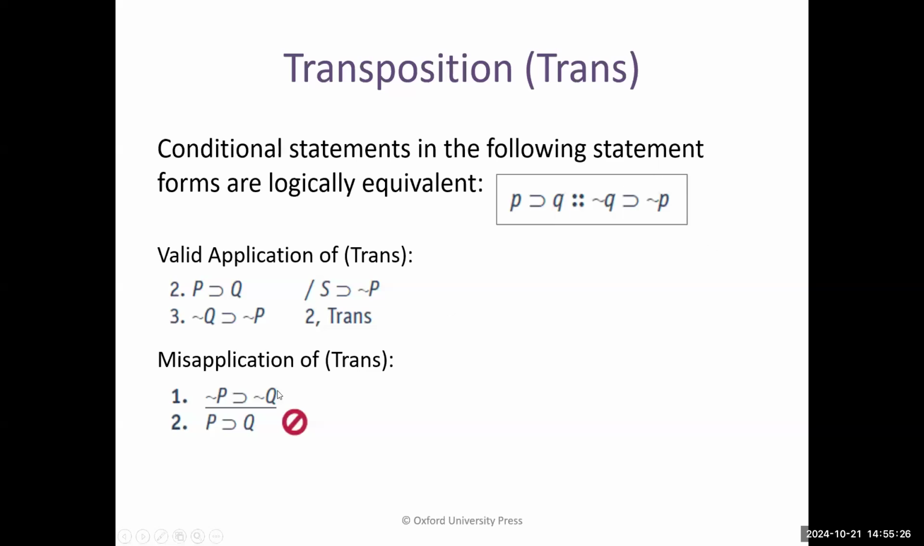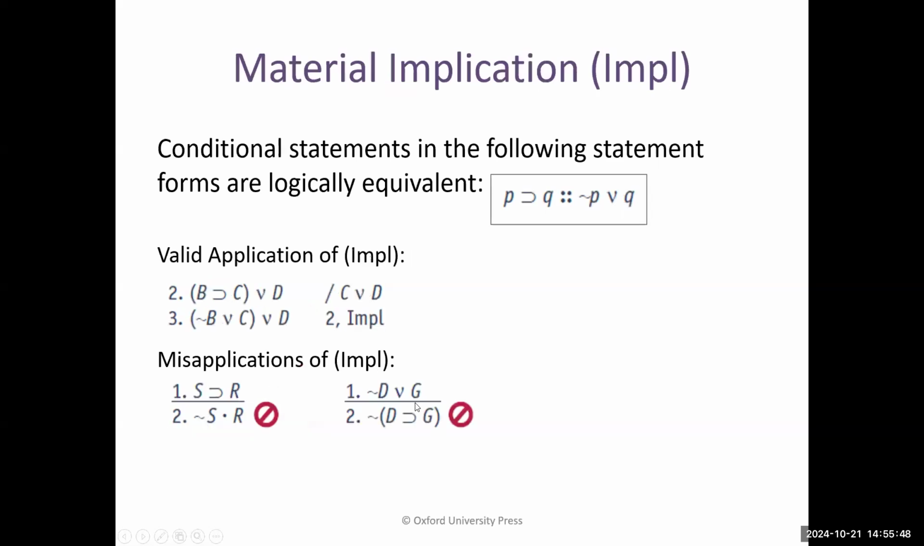Here's what not to do. If you have if not P, then not Q, that is not equivalent to if P, then Q. Wrong. You know what that would be equivalent to if you applied transposition to it? It would be if not Q, then not P. That's what it would be. And then you use double negation.